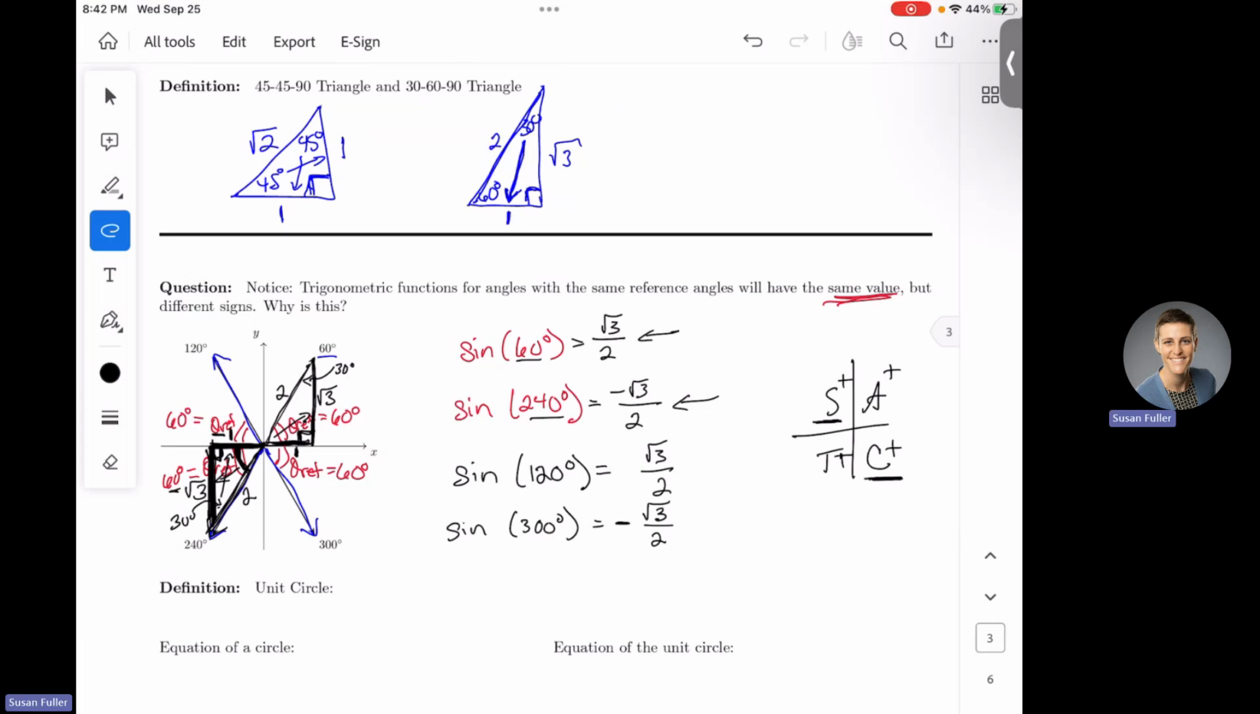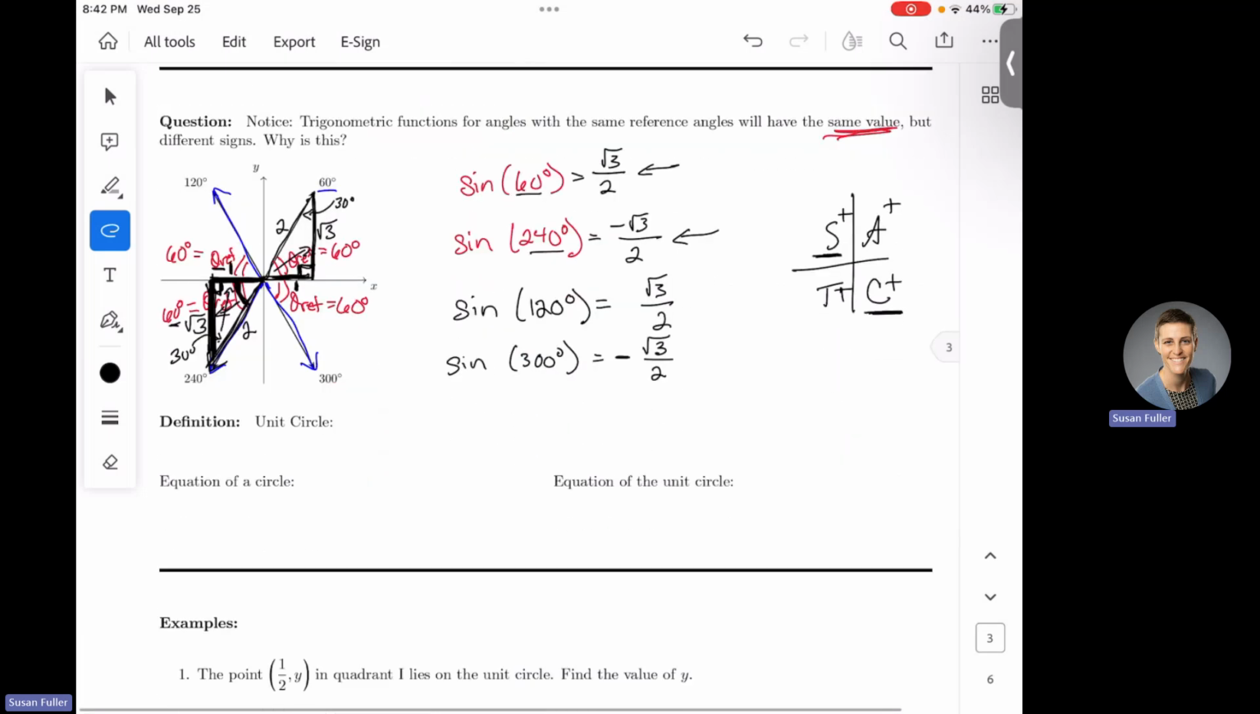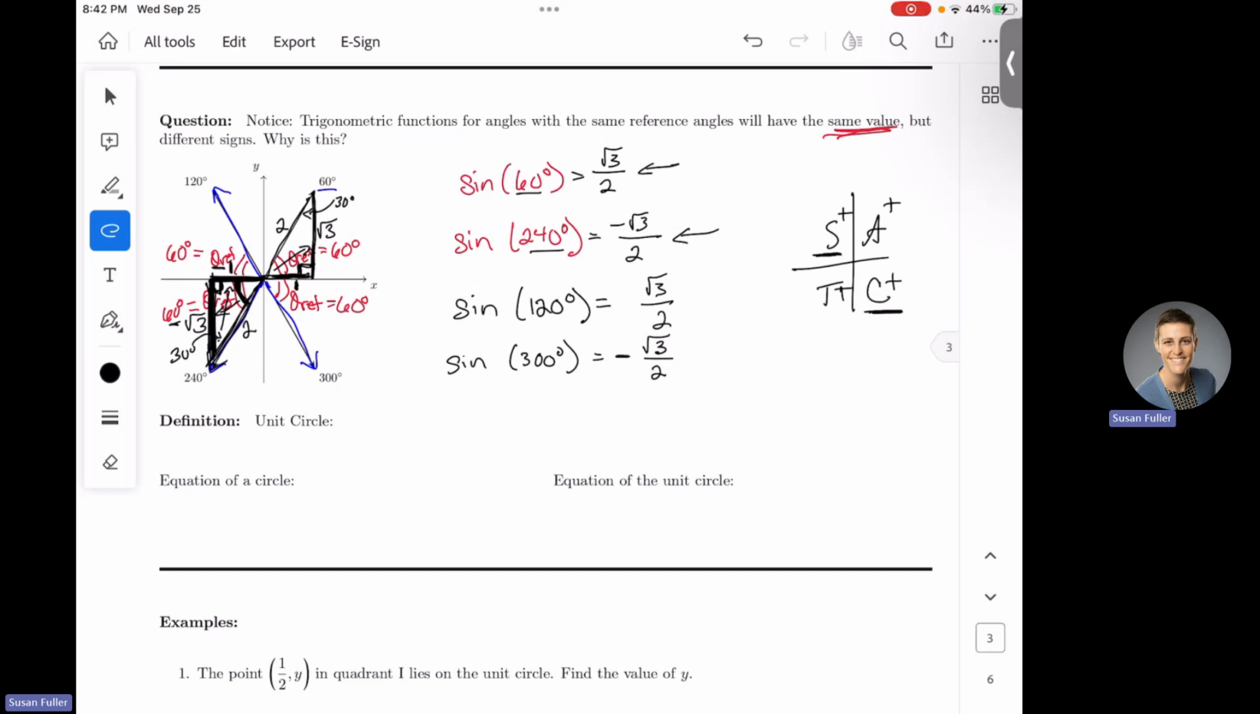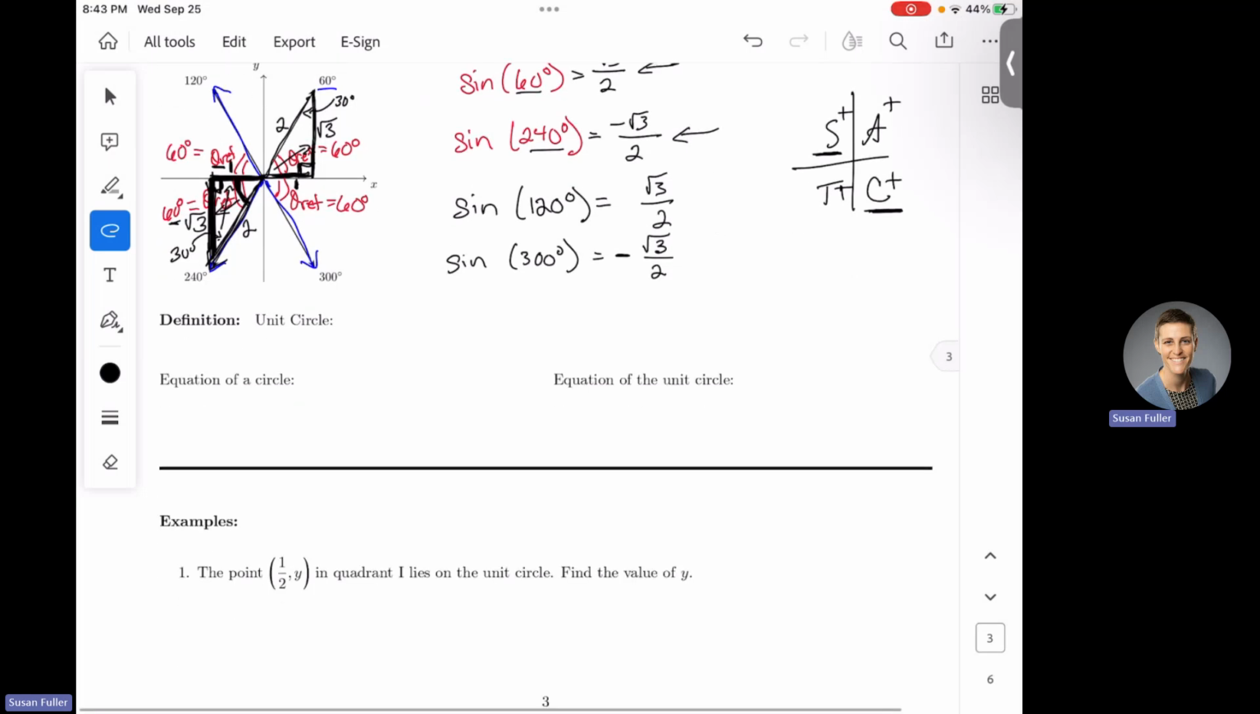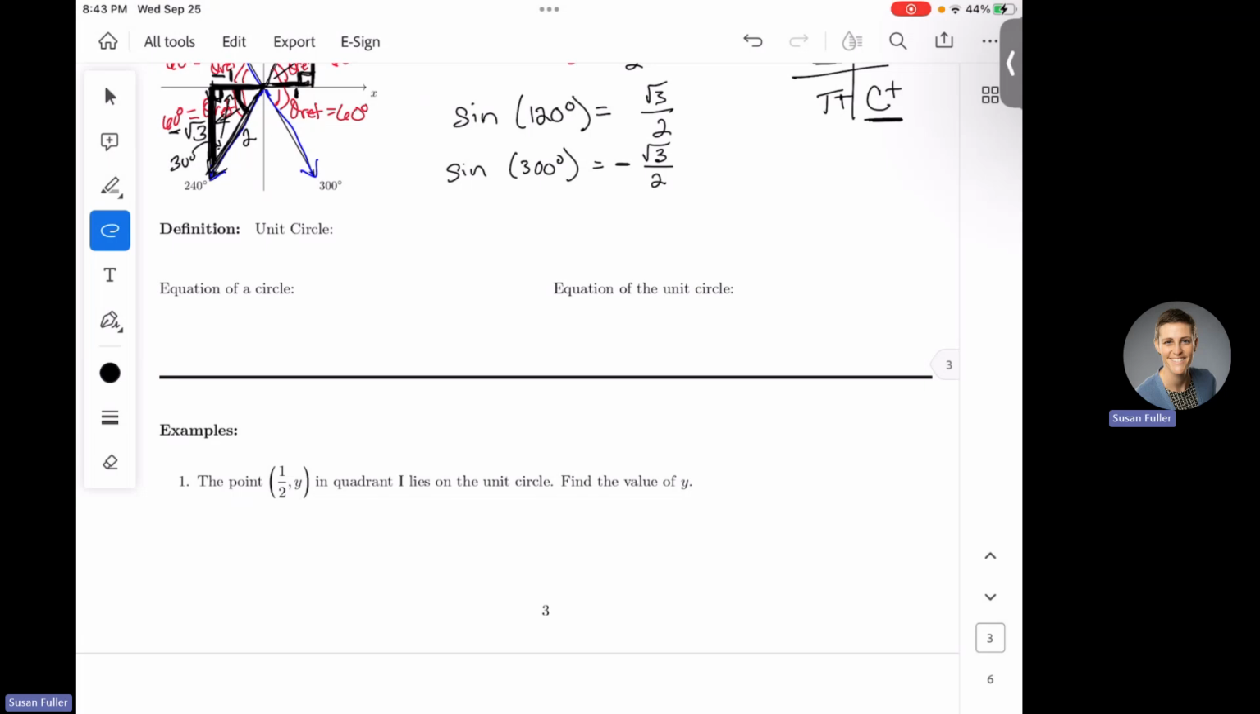Hopefully that all makes sense. And we are going to use the fact that all angles with the same reference angle have the same trig values. That's going to become important to us in just a minute when we are creating something called the unit circle. Okay, unit circle. I'm going to give you a general definition of a unit circle, and then we are going to construct something that we like to call the unit circle in trig. It's going to be a tool that we're going to use throughout the semester to find trig values quickly and easily.